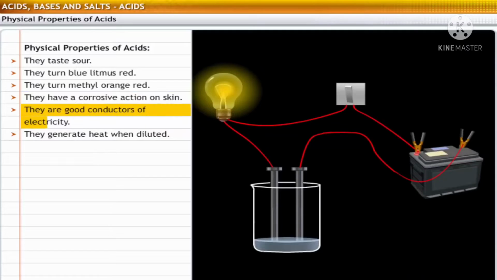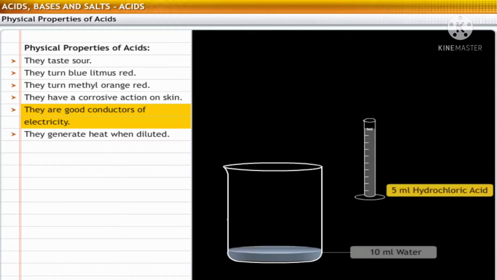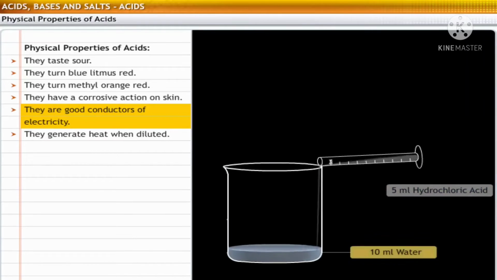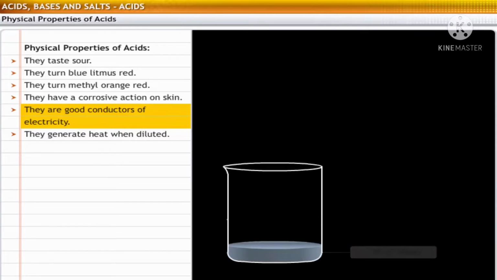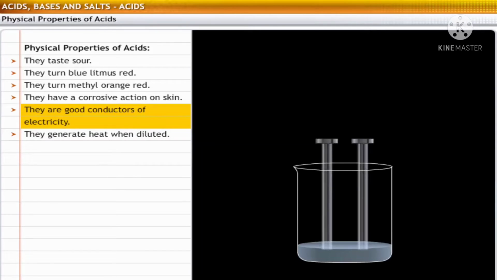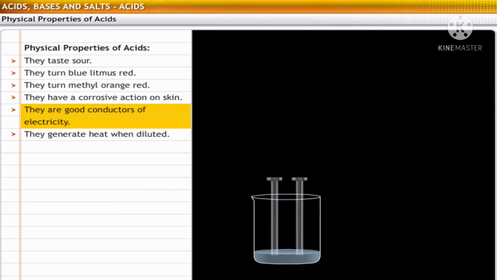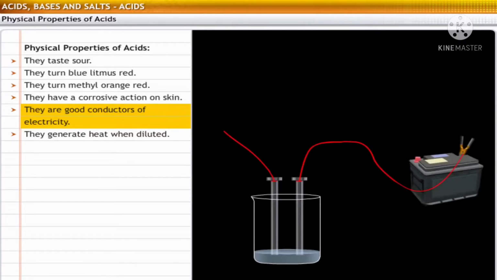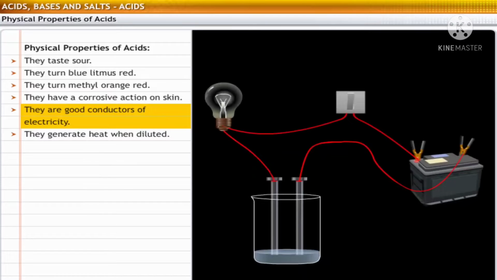Acids are good conductors of electricity. Let's try to prove this through an experiment. Pour 5 ml of hydrochloric acid into a beaker containing 10 ml of water. Suspend 2 carbon rods in the acid. Connect the rods with an electrical wire in series along with a battery, a switch and a bulb. Switch the setup on and see the bulb glow. This shows that acids are good conductors of electricity.